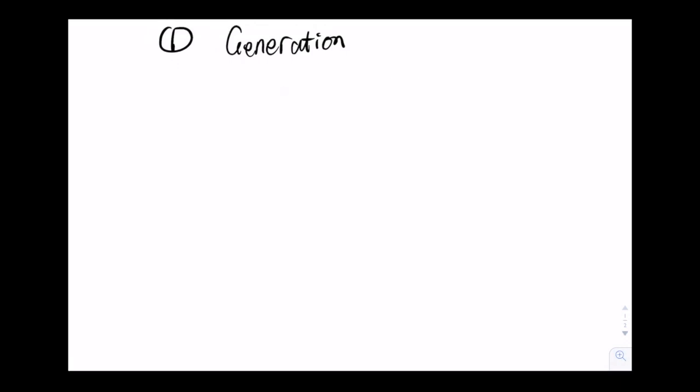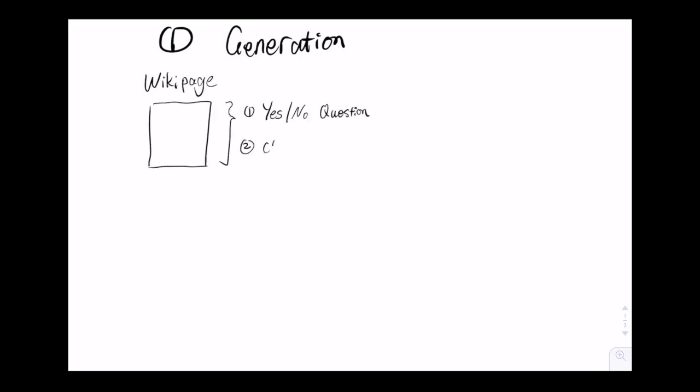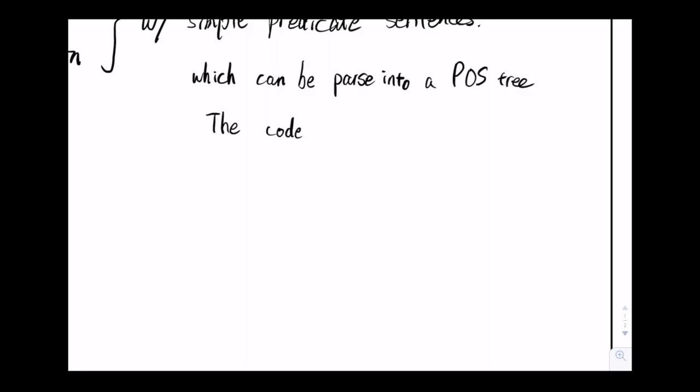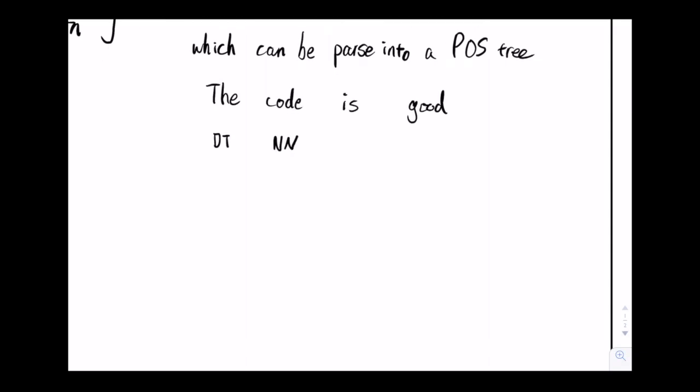The first kind of question we're going to generate are binary questions. Binary questions can be divided into two parts: yes or no questions, or choice questions. These questions can be generated by looking for some simple predicate sentences. These sentences will be parsed into a part of speech tree. For example, the sentence, "The code is good," will be parsed into a tree like this.